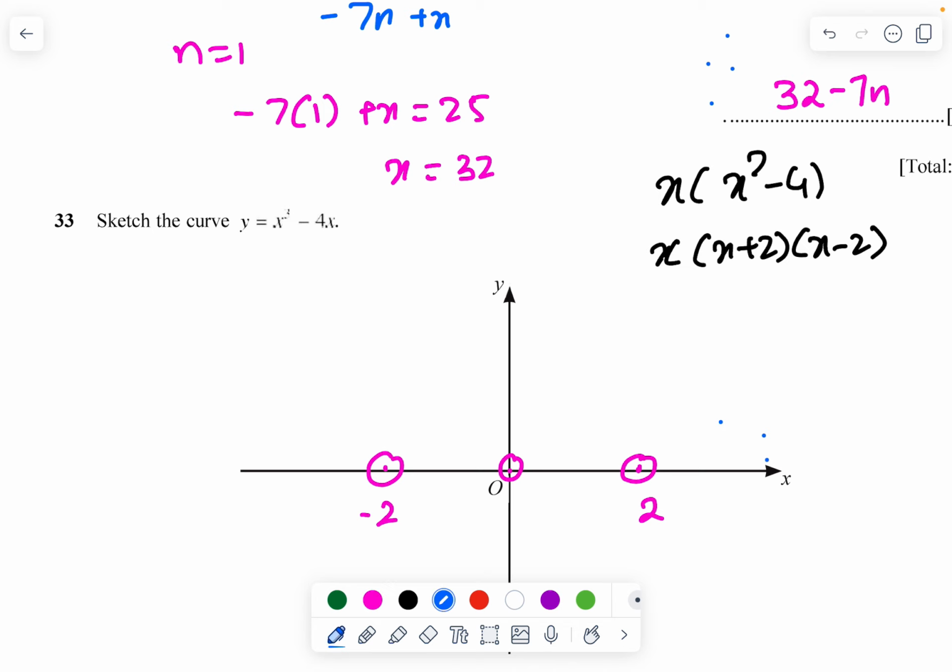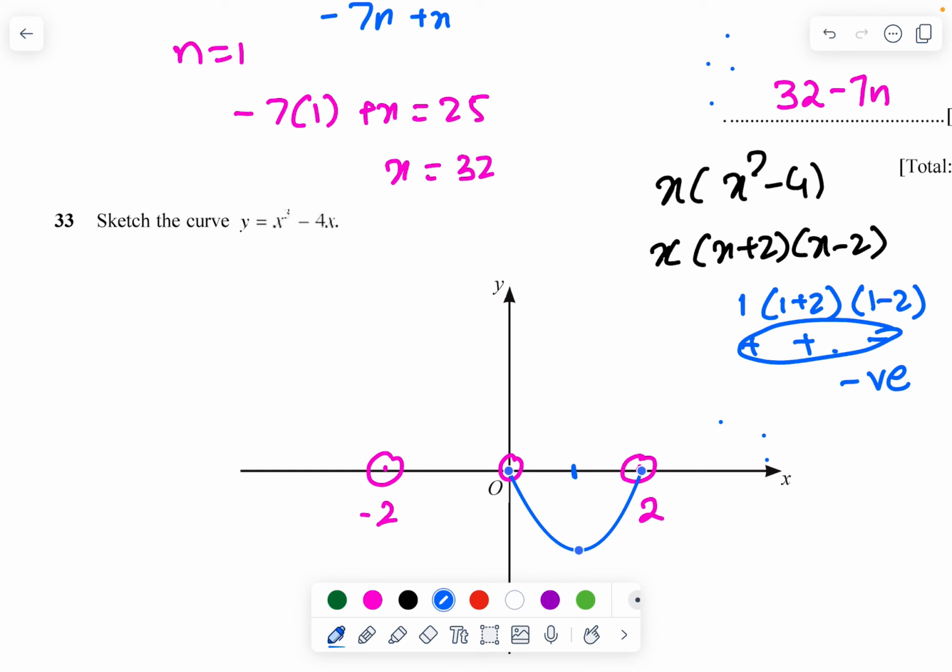Now am I going to substitute any one number? 1. If I substitute 1, it becomes 1 plus 2 and 1 minus 2. It's going to be positive, positive, and negative. So the total answer is negative. So for 1, it's negative. So it's going to be downwards. This is going to be the shape of the graph.